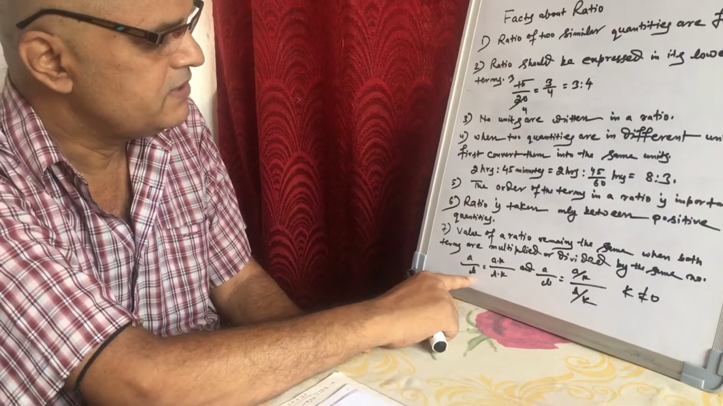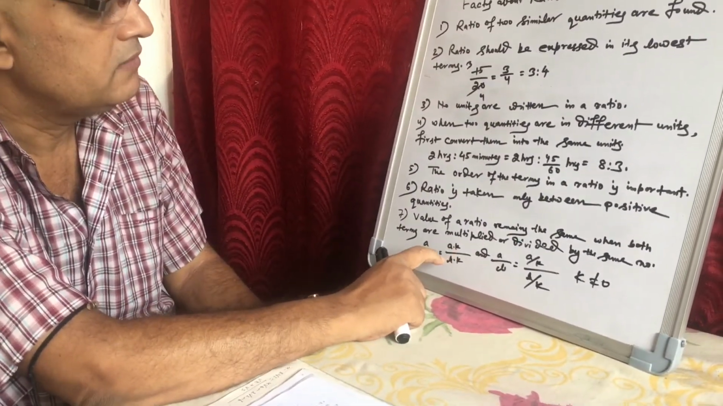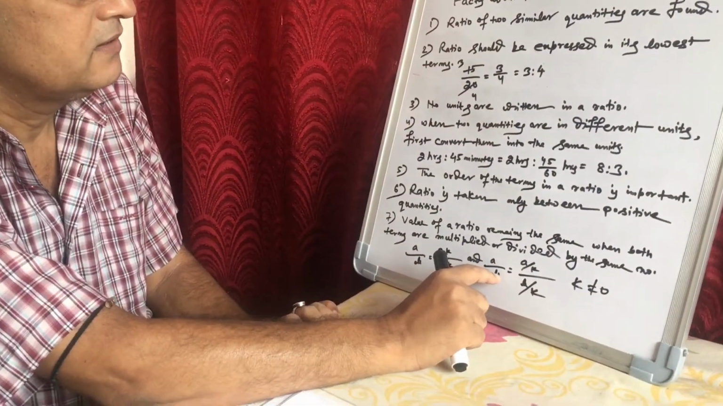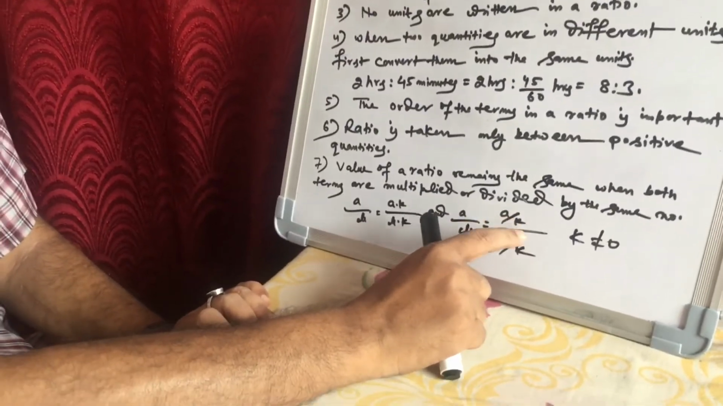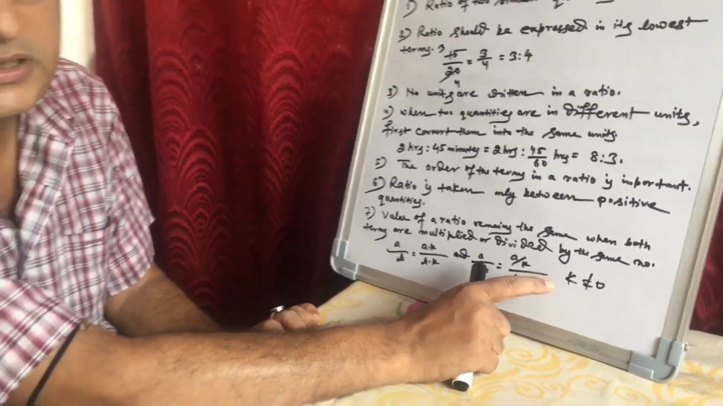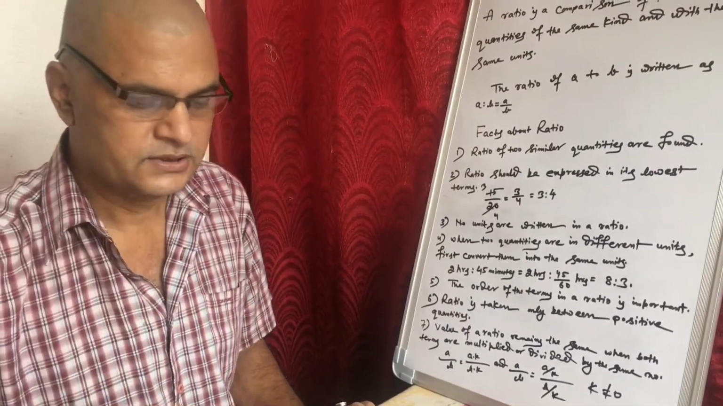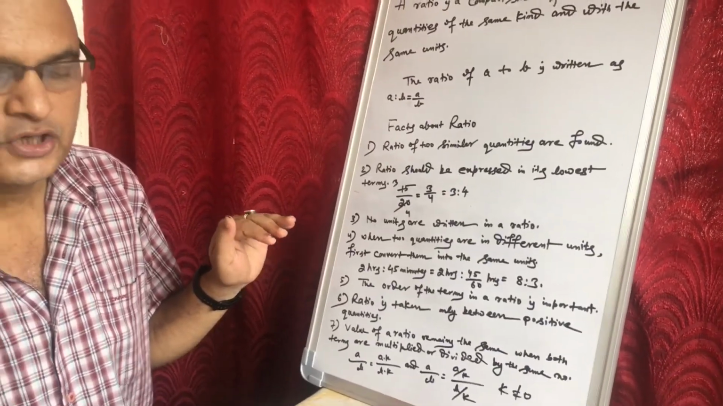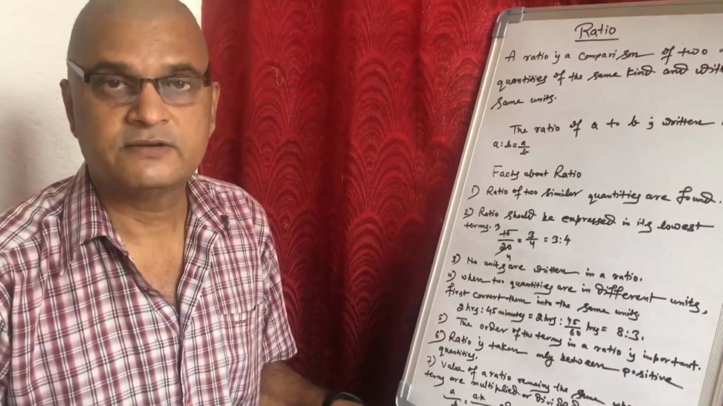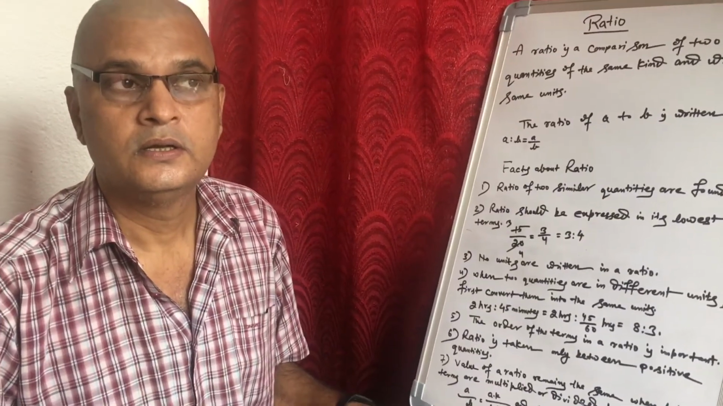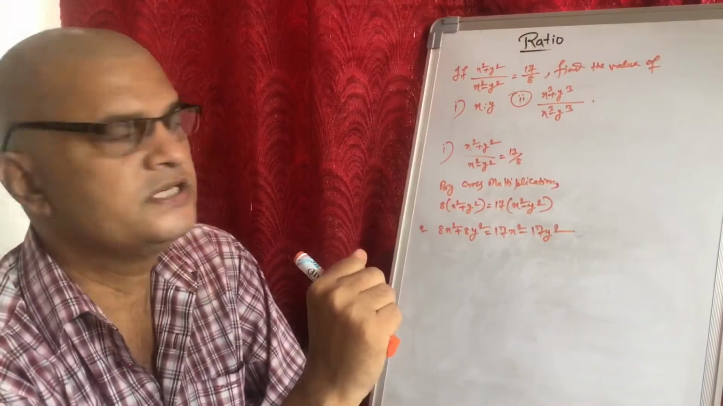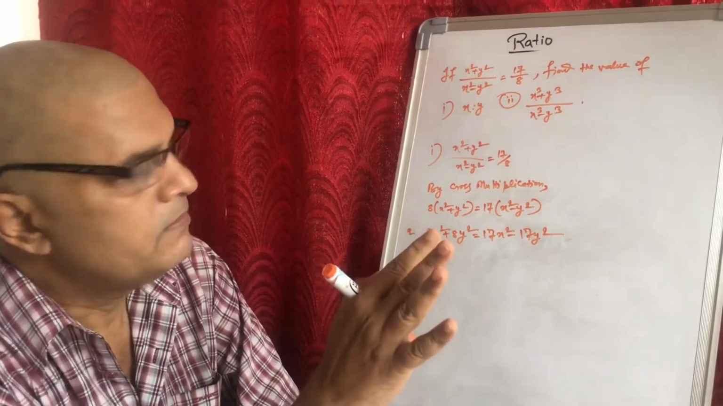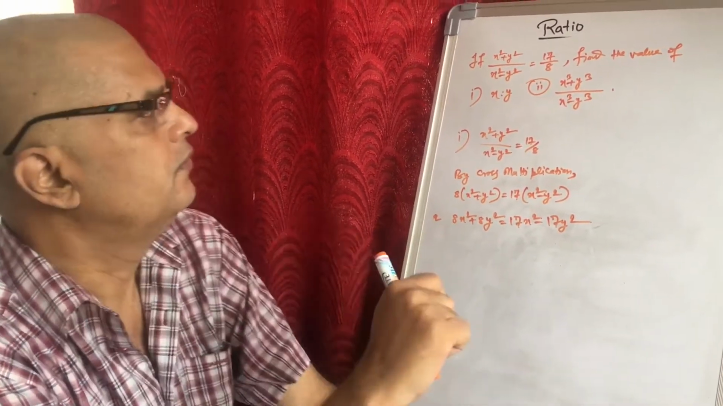For example, A by B is equal to A into K divided by B into K, and A by B is equal to A by K divided by B by K, where K is not 0. Now see, these facts are very important to know before solving the problems of the ratio. Now I am going to take one example, one problem related to the ratio. Now see, how to solve it with the help of the ratio.